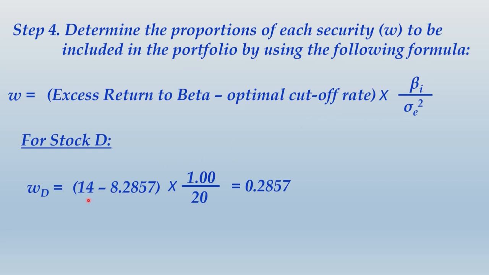So 14 minus 8.2857, into beta divided by sigma e squared. And what you get is 0.2857. This will be the weight of D. And likewise, you are going to calculate the weight of the other three also. But do one thing, first note down this much.